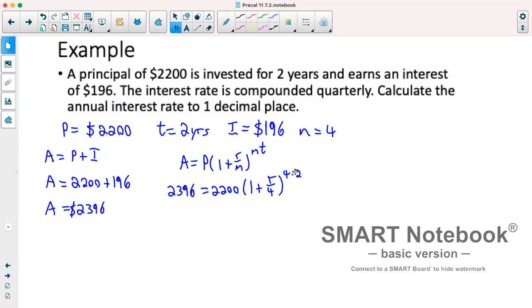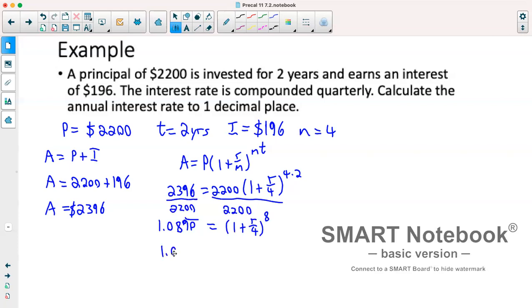So next we need to start moving stuff around to get r on its own. Now when we do that, we're pretty much doing reverse BEDMAS. So if we can add or subtract anything to the other side, we'll do that first. Then if we can divide or multiply, which is what we'll do now. So we'll divide both sides by 2,200. That gives us 1.0890, and 90 just repeats. So that is equal to 1 plus r over 4 to the power of 8.